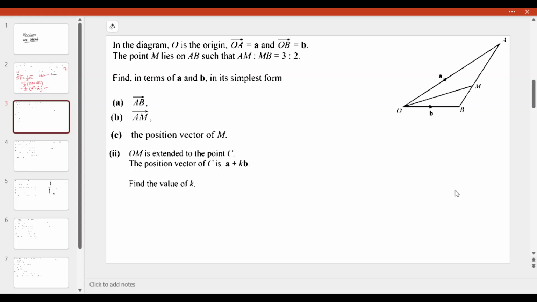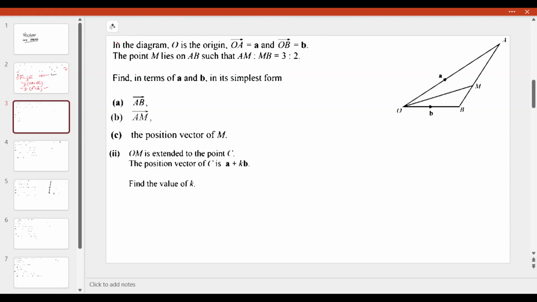Hello students, here we are with another important question on the topic of vectors, and there is a figure we can see also here. So let's start solving this important question.